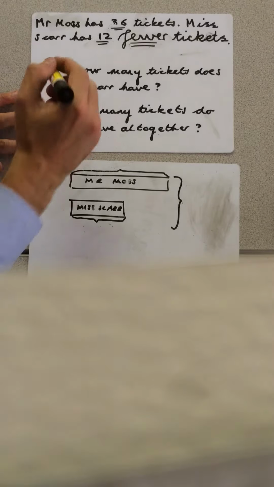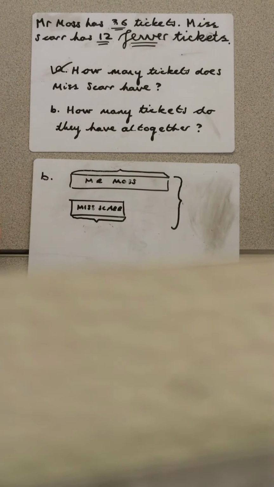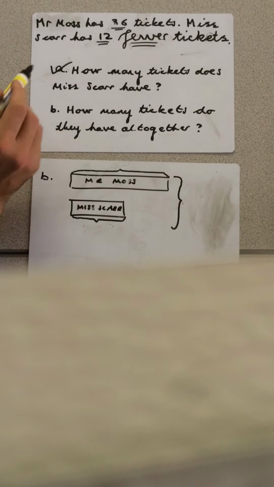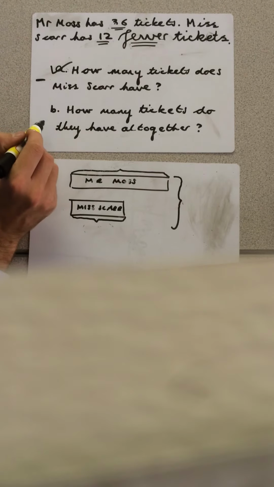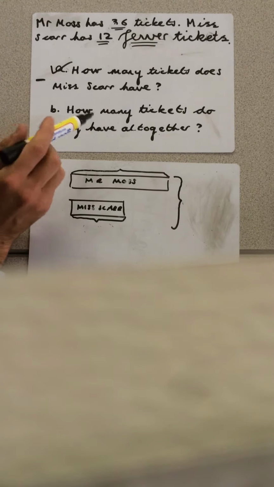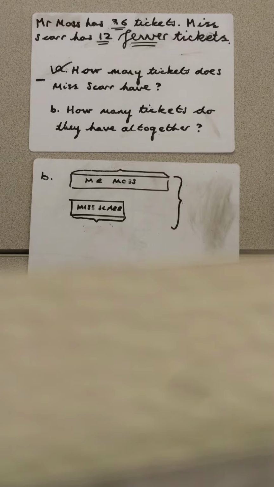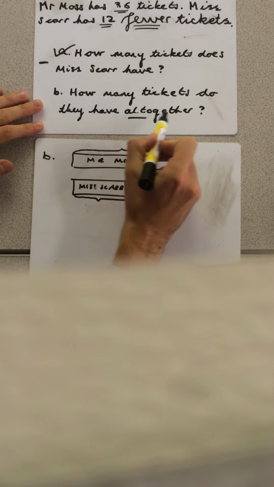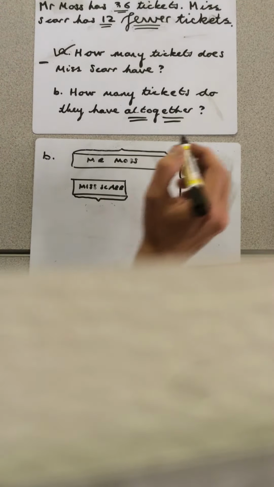Now, on to B. If we're looking back at our problem, we've solved A, but this is the second part. Now I know I've done a subtraction there. I might need to do some sort of subtraction or addition, I'm not sure just yet. How many tickets do they have altogether? Now the word altogether is the big clue there, and the key language can come in the problem here, or it can come later on in the questions. Altogether means add, and we know from our maths language that altogether is addition.